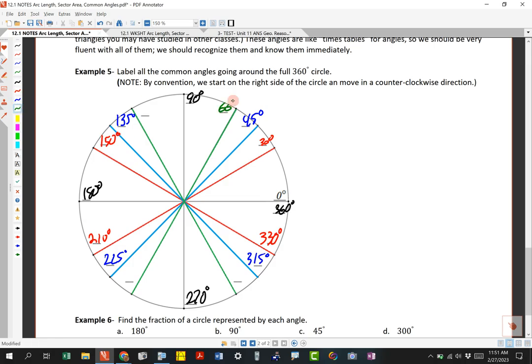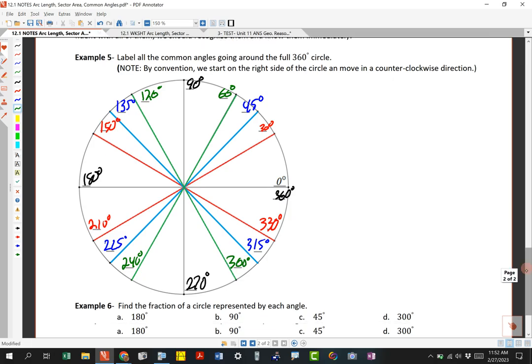And then the last ones are the multiples of 60. So this is going to be 60 degrees. This is another 60 degrees here, or it's 180 minus 60 degrees. So this is going to be 120. 180 plus 60 degrees. So this is 240. And what's this one? 300 degrees.